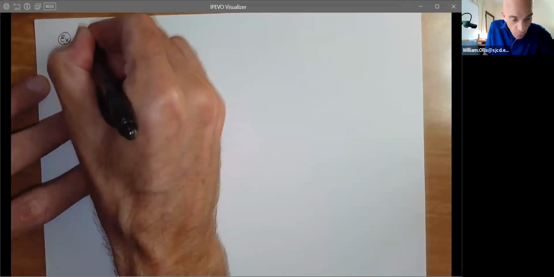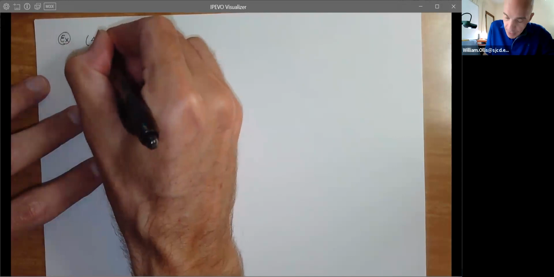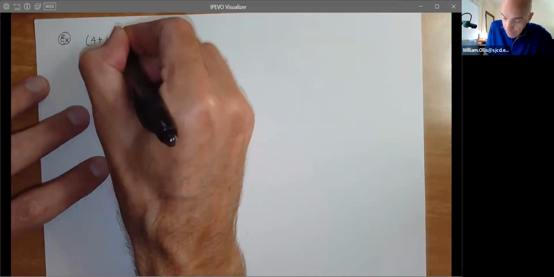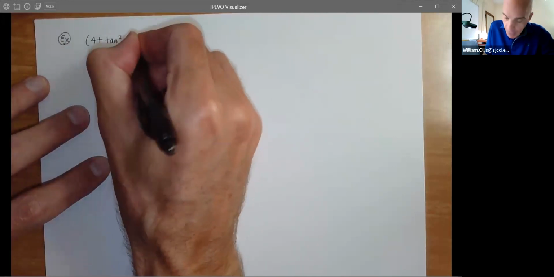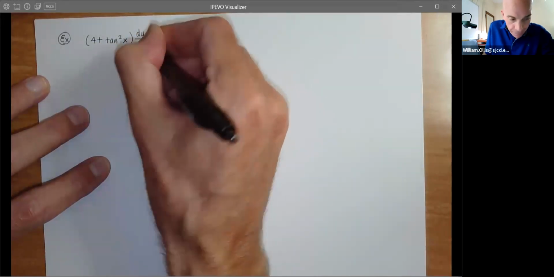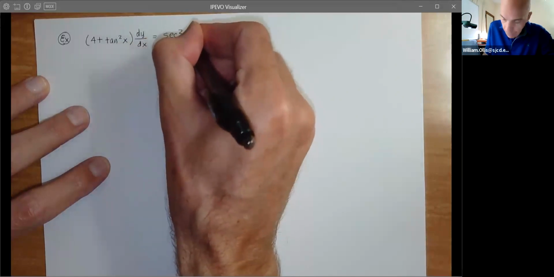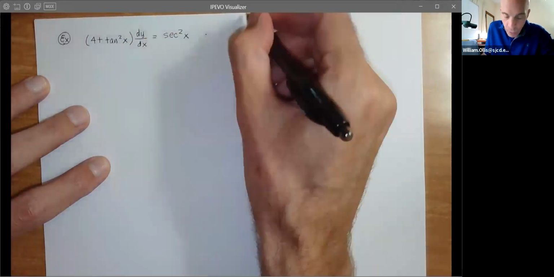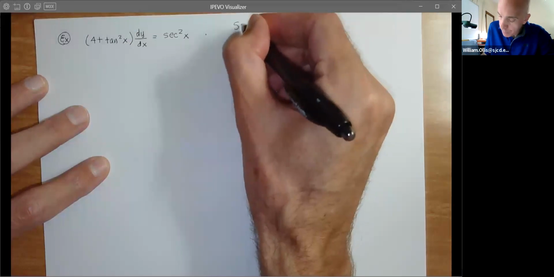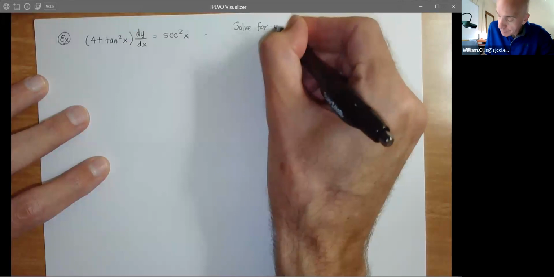So we have 4 plus tangent squared, dy dx, equals secant squared. And here we want to solve for y.